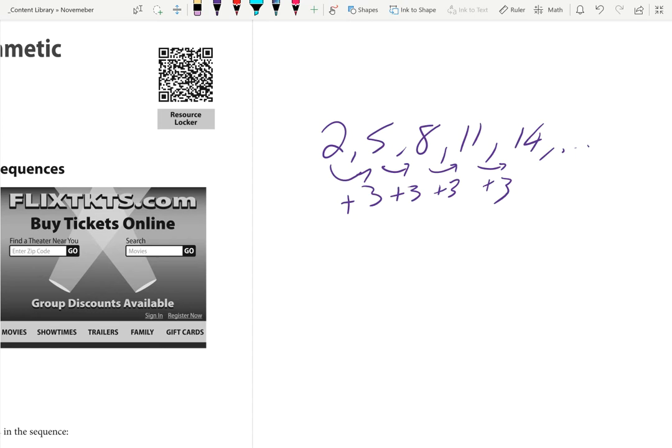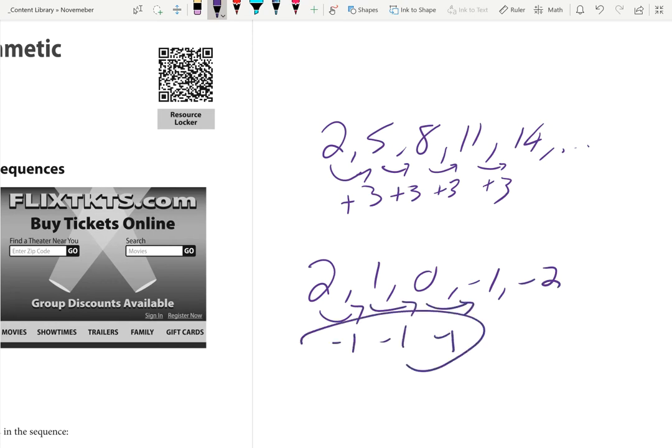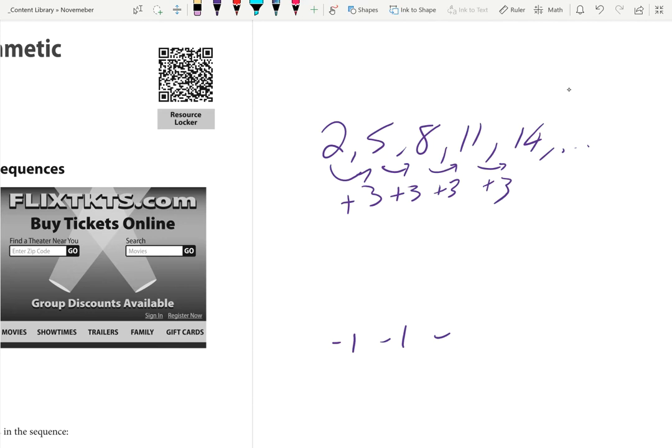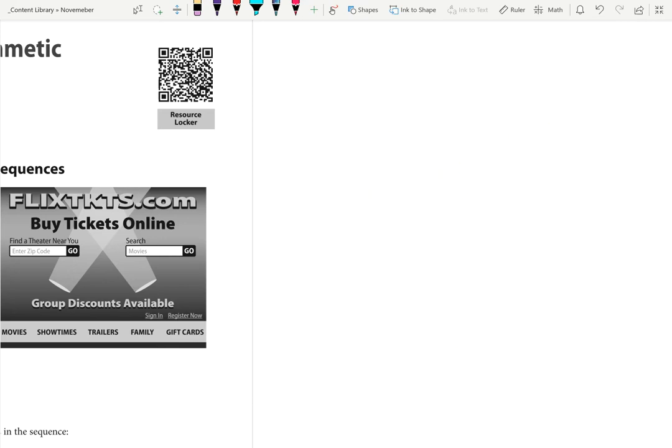But it could be subtracting though. You could have 2, 1, 0, -1, -2, right? This could be an arithmetic sequence as well because you're subtracting a common amount. Basically, you're adding or subtracting the same amount every time. That's what an arithmetic sequence is. Okay, so that's what we're going to be talking about mostly in this video.